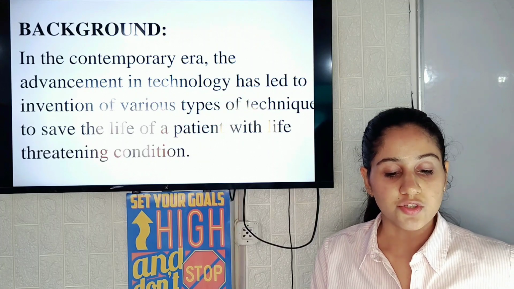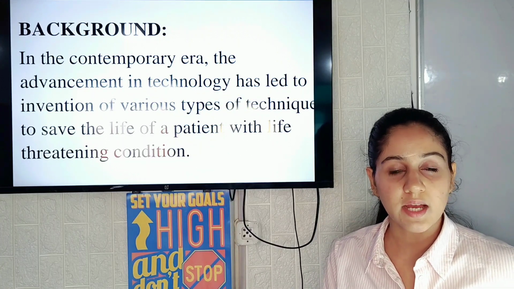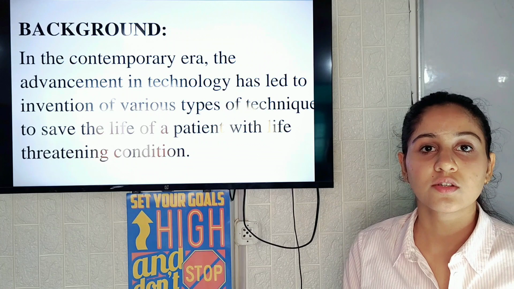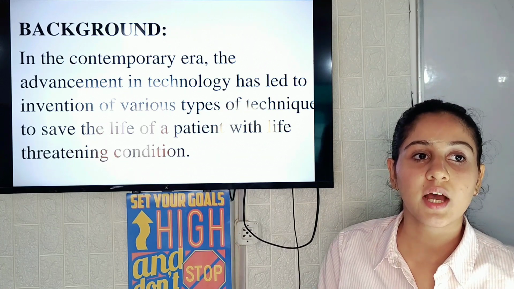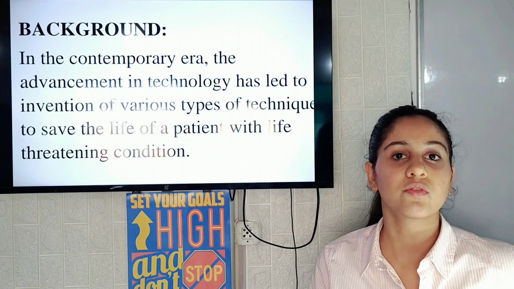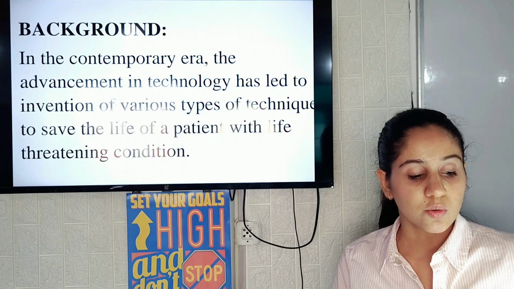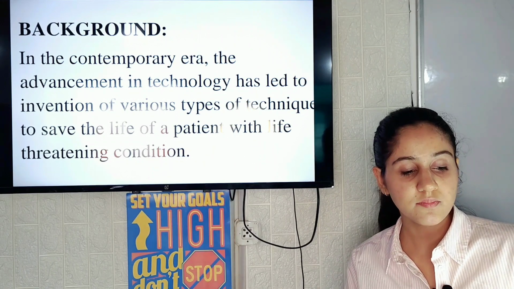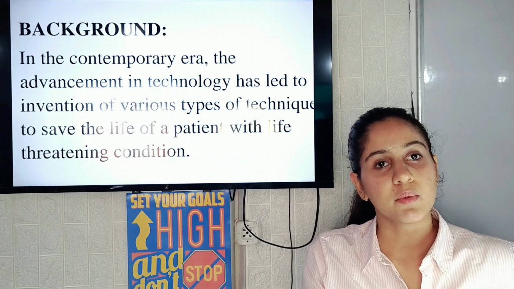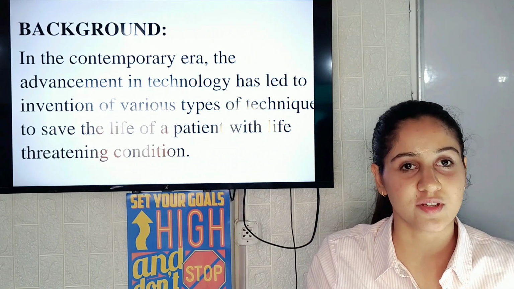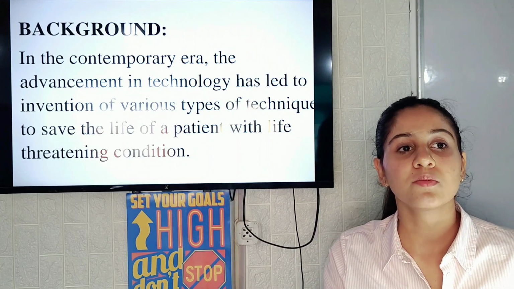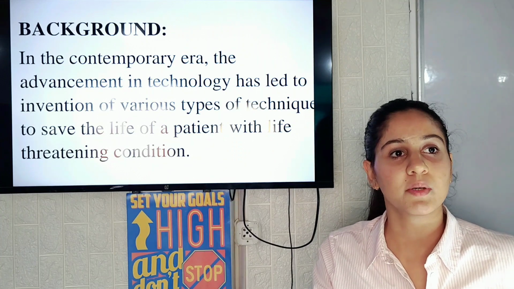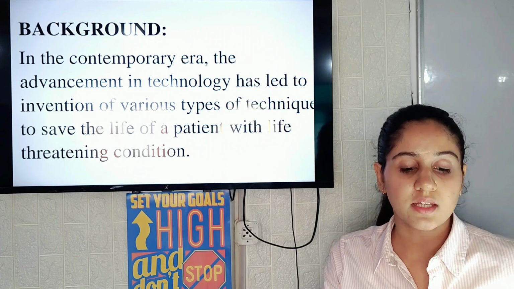The advancement in technology has led to invention of various types of techniques to save the life of a patient with life-threatening condition. So definitely advancement in technology has made a great difference to the healthcare system of all the countries around the world. So saving the life of the patient has become more easier in case of many diseases. So we have taken a general example that how technology has made a difference. So we connected healthcare system with technology, because technology is such a phenomena which can be connected with anything out there, with business, with healthcare, with education, anything.